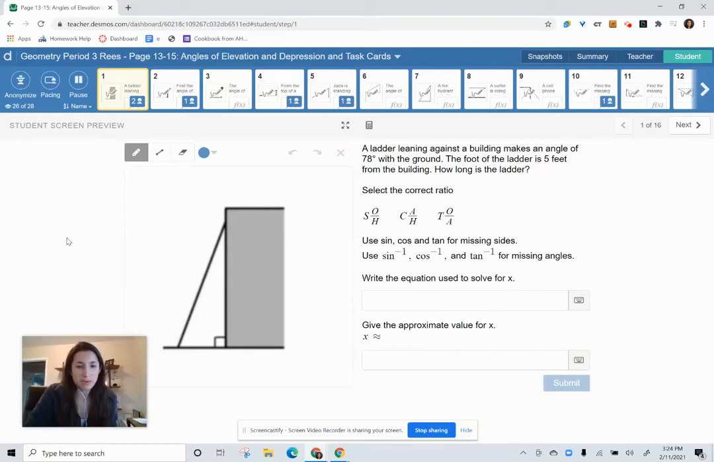Hey, it's Ms. Reese, and I'm going to go over the Desmos problems from page 13 through 15. So the first thing, we'll set up the problems, put the numbers on the diagram, and then we can see what type of ratio we're using.